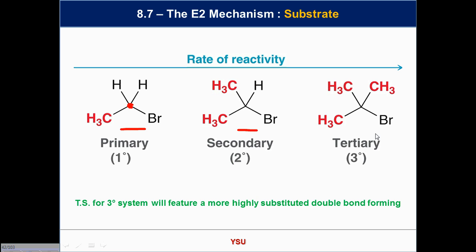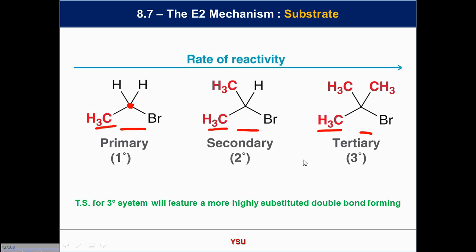What do I need in the E2 reaction? I need a leaving group. They all have leaving groups. But what's the other requirement to do an E2? You have to have hydrogens at the beta position next door to the carbon which has the leaving group attached. So what do you think here? You've got 3 of them, you've got 6 of them, you've got 9 of them.